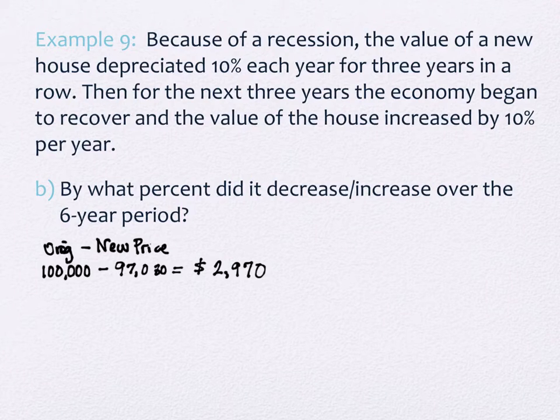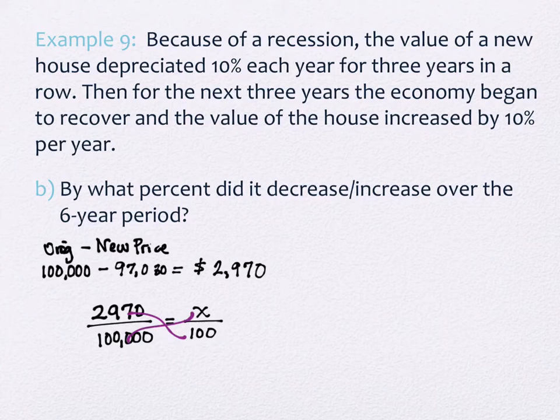So we can take that loss that we had, that 2,970, and we're comparing it to the original cost of our house. That's the $100,000 house. So it's the amount that we lost on the house, or if we had gained, the amount that we gained on the house, divided by the original price of our house, and we're going to turn it into a percent. So we set it up as a proportion. At least that's one way to do it.